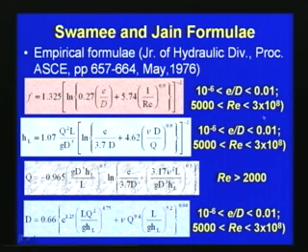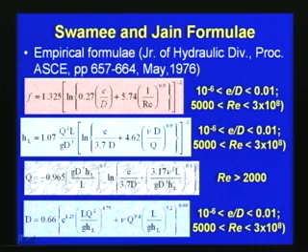This is the same range as obtained with respect to this f factor. So, this equation is valid in the range of e by D ratio of 10 to the power minus 6 to 0.01, and Reynolds number range of 5000 to 3 into 10 to the power 8.